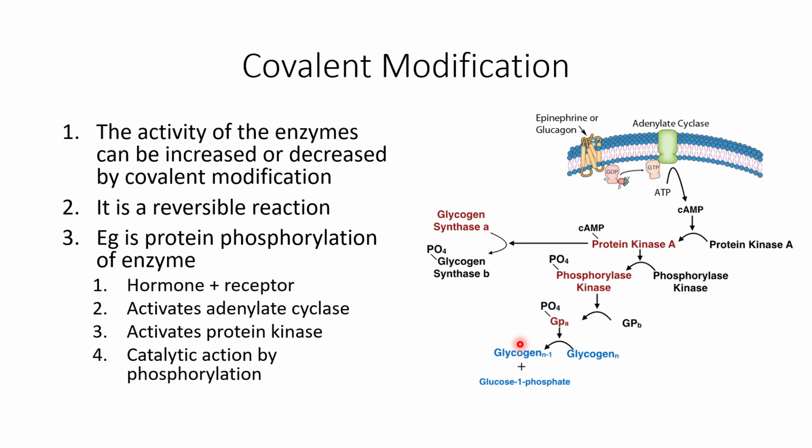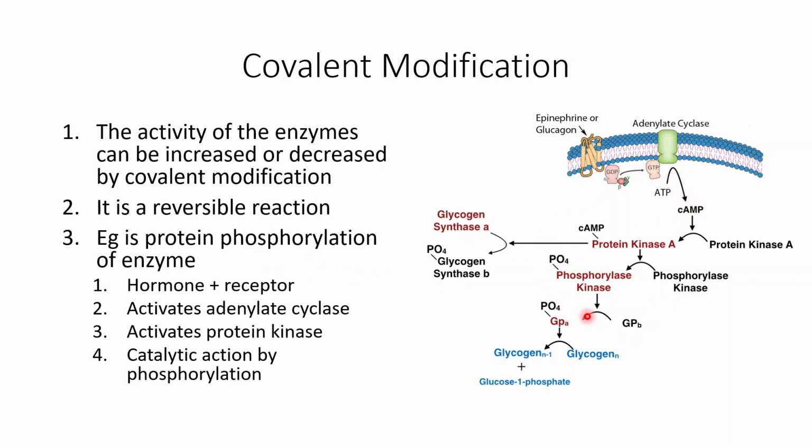Then we have covalent modification. So what do we mean by covalent modification? The activity of the enzymes can be increased or decreased by covalent modification. So we can also regulate enzymes by covalent modification. It is a reversible reaction. An example is protein phosphorylation of the enzyme.